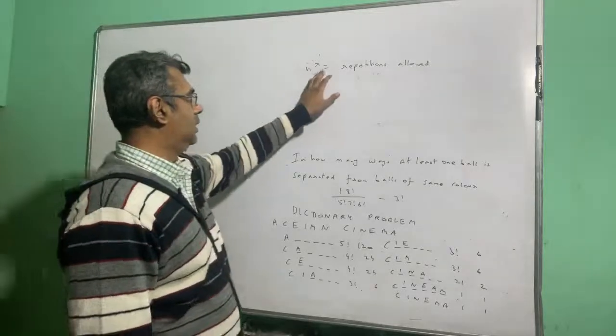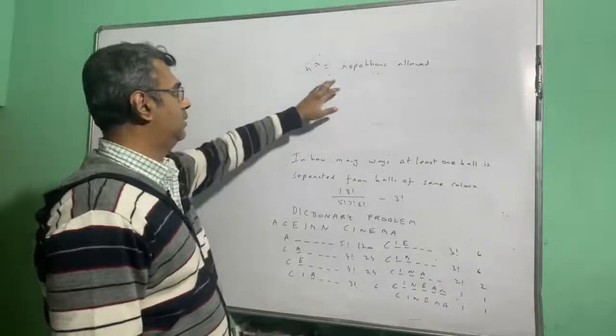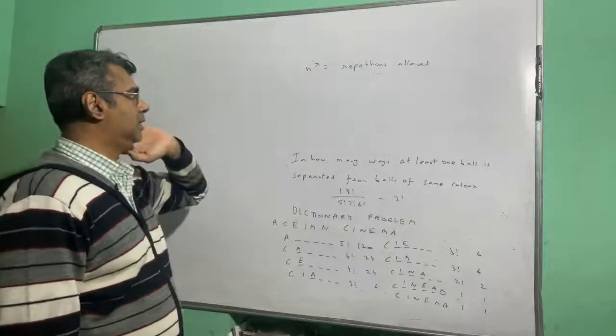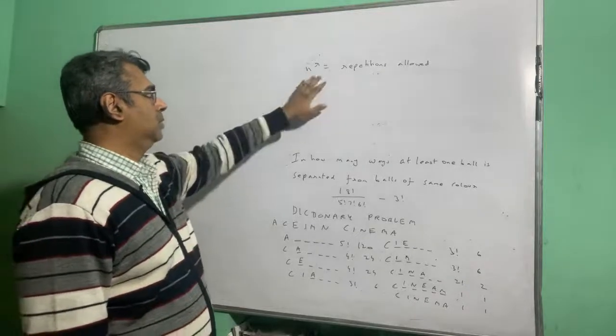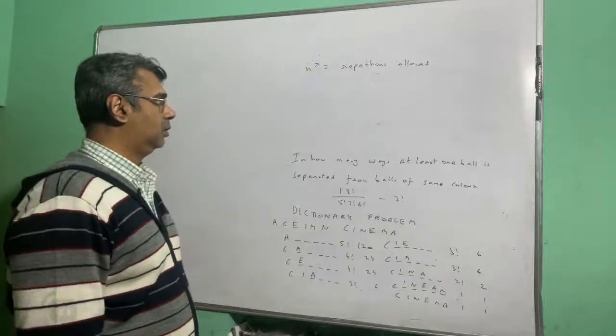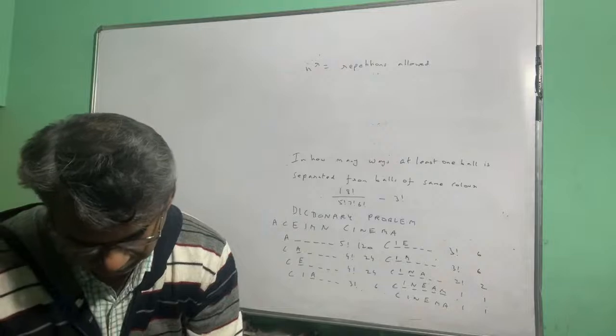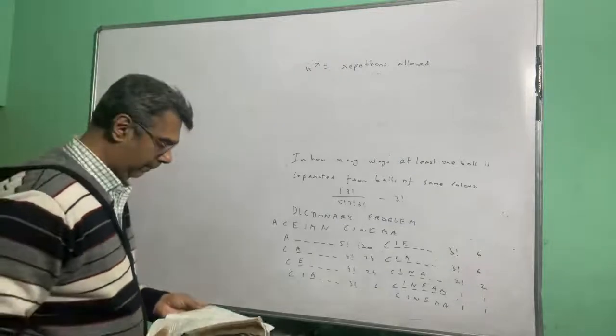The next formula is in permutation, if repetitions are allowed, then instead of nPr, the formula is n to the power r. So this is if repetitions are allowed. Let's have a look at one question related to this.